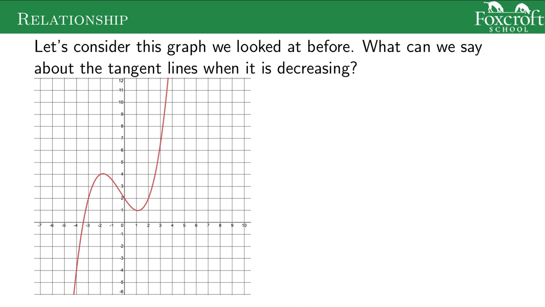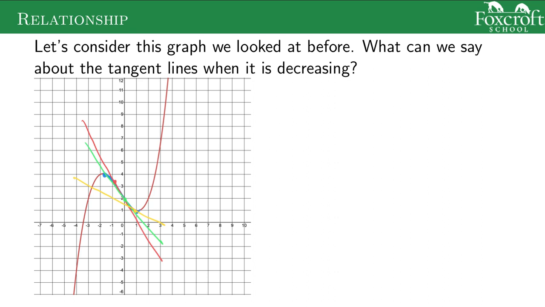Well, decreasing is this part of my graph. So let's just pick a couple points and look at their tangent line. I can pick a point here. The tangent line looks like that. I can pick a point, say there. The tangent line looks like this. Pick a point just before the decreasing part ends, and the tangent line looks like that. What do all those tangent lines have in common?